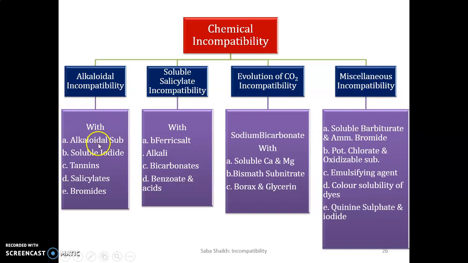In the first, alkaloidal, there are subparts A, B, C, D, E, because alkaloids are always involved in all these 5 types. Alkaloids react with alkaloidal substances, alkaloids with soluble iodides, alkaloids with tannins, alkaloids with salicylates, and alkaloids with bromides. All these can react with alkaloids, and the products formed are either harmful, or we can manage them to be good for the preparation. In the next session, we are going to complete this alkaloidal incompatibility and these 5 subparts.